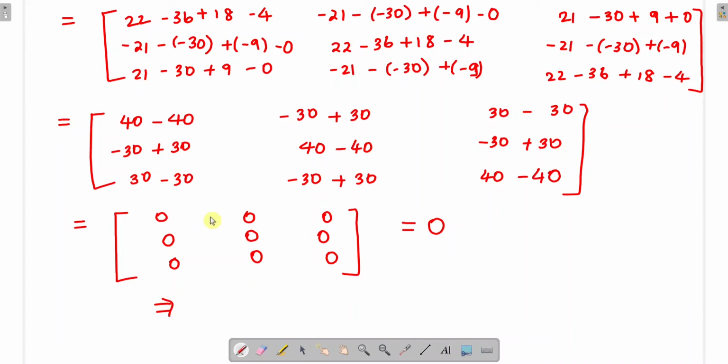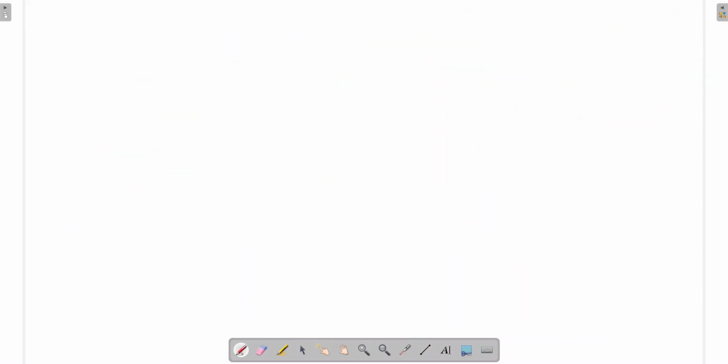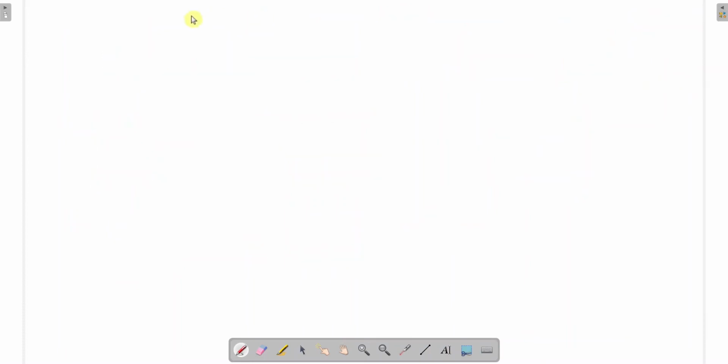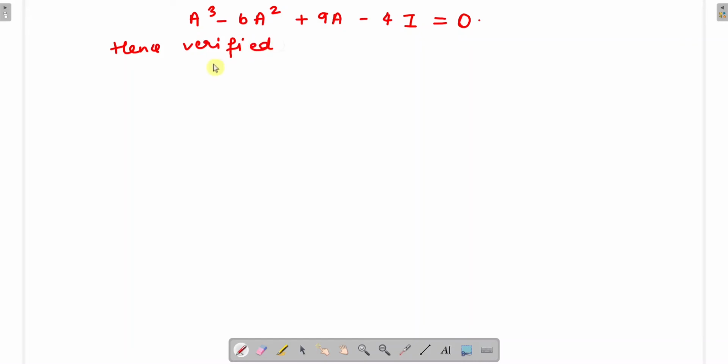So what we have got here, let us write down: A cube minus 6A square plus 9A minus 4I is equal to the 0 matrix. So this is what we had to verify, so hence verified here. But there is a second part to this, we have to find the A inverse.